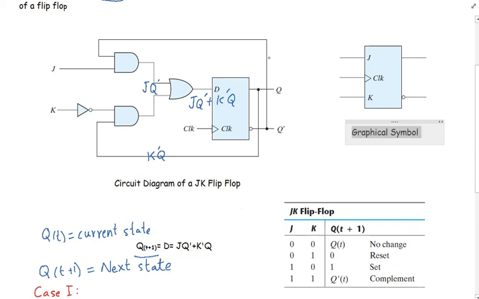So for both these cases, if J is equal to 0, K is equal to 0, there will be no change in the output, and if J is equal to 1, K is equal to 1, the output will be complemented. So let's implement this methodology.